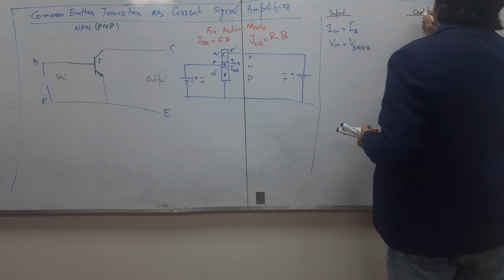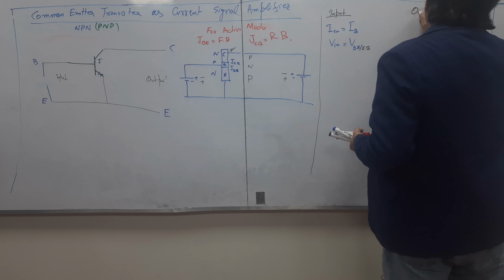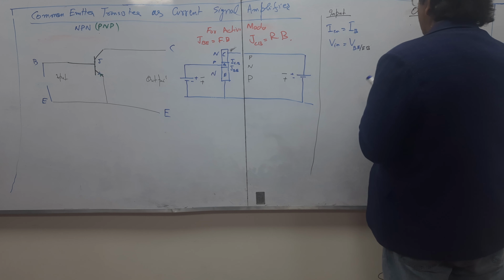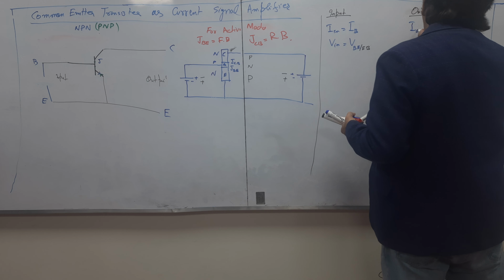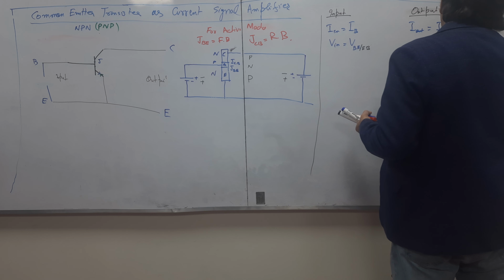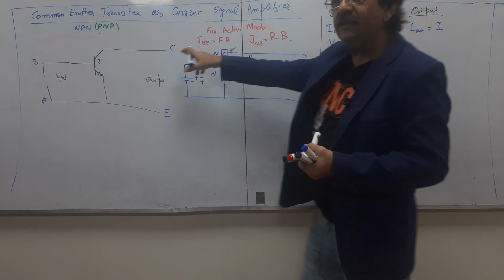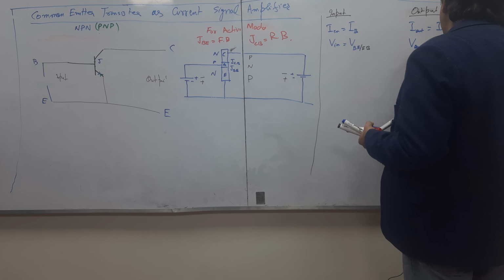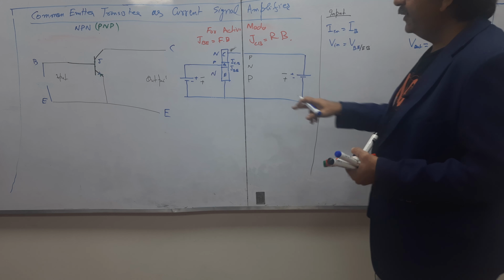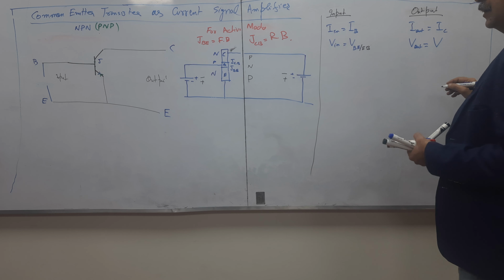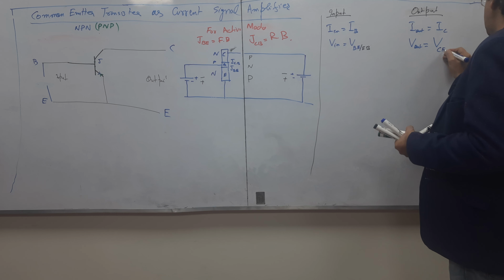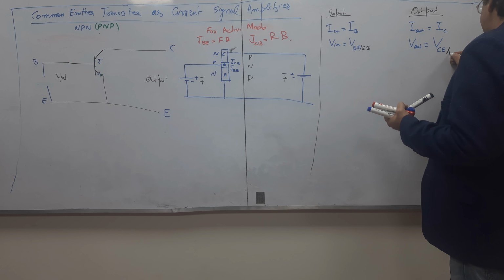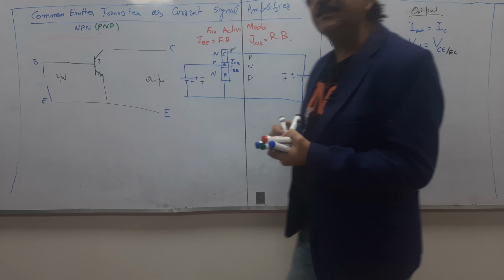What will be the output? I out is IC, and V out is CE, or EC for PNP. So that is the difference.